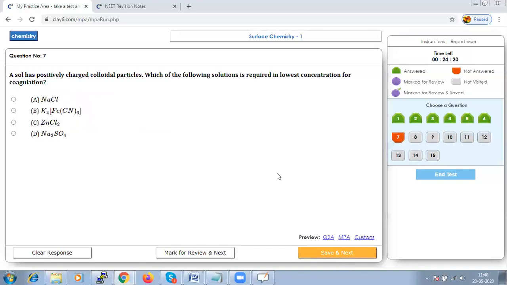A sol has positively charged colloidal particles. Which of the following is required in the lowest concentration for coagulation? So do remember, according to Hardy-Schulze rule, the ions having opposite charge to the sol particle will cause the coagulation. Hence, the greater the valency of the oppositely charged ion, the more is its coagulating power. So of course for option B, the charge will be high. Hence let us save that and go to next.